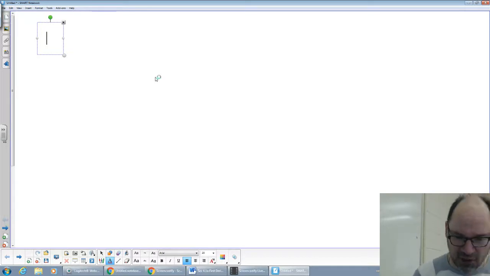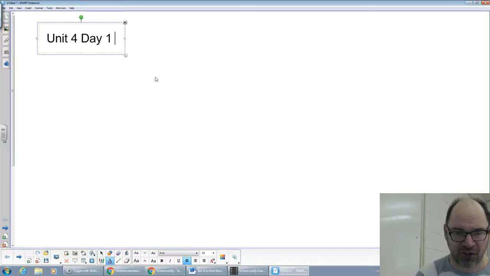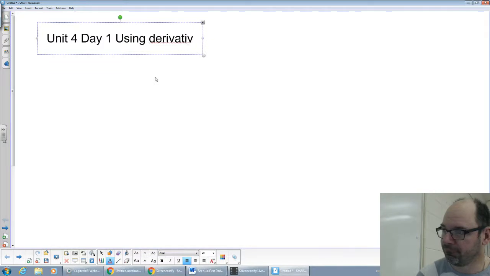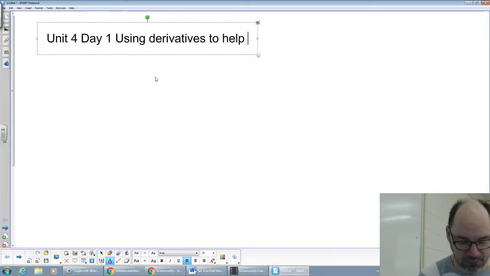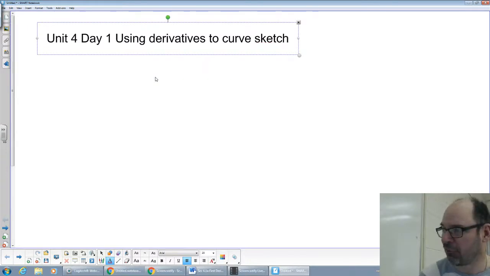Okay, so let's get started here, what we're going to do today. And this is going to be unit number 4, A1. And this is basically curve sketching, using derivatives to curve sketch. Notice I didn't say curve plot. We're going to be just making general sketches.